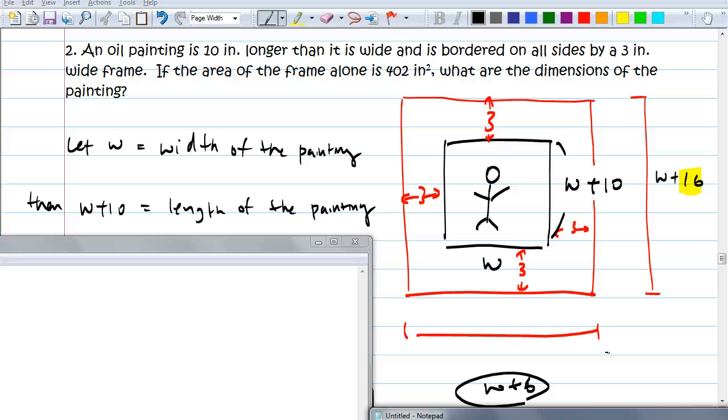Yeah. So, any question? Did anybody put down W plus 13 here? That'll be wrong, right? You have to add, right? You have to expand 3 and 3 top and bottom and left and right. Does that make sense? Okay, so please do that. All right, then let's write down the equation.